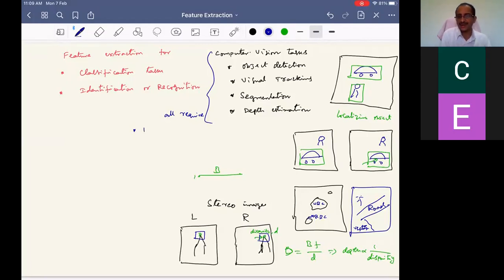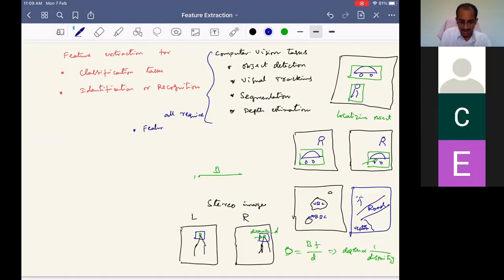All the tasks require feature extraction. Is it clear or not? So this requires feature extraction. Other than feature extraction, what are the other things that these tasks require? Can you figure out any other things that all these computer vision tasks commonly require? Any other very important aspect that is common to all of them?